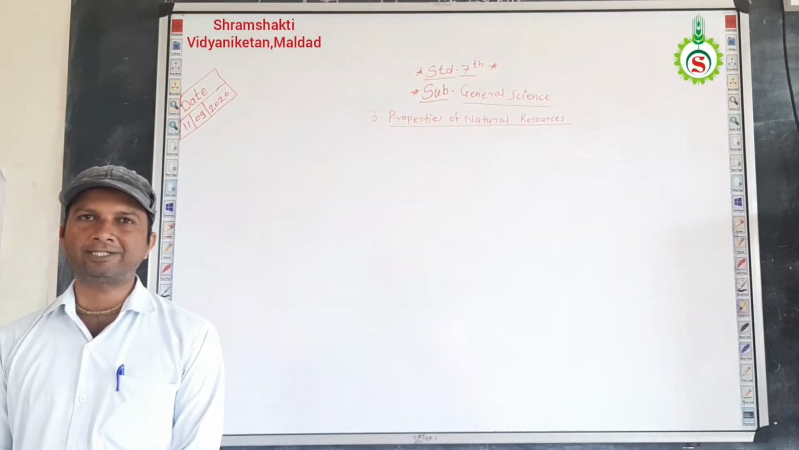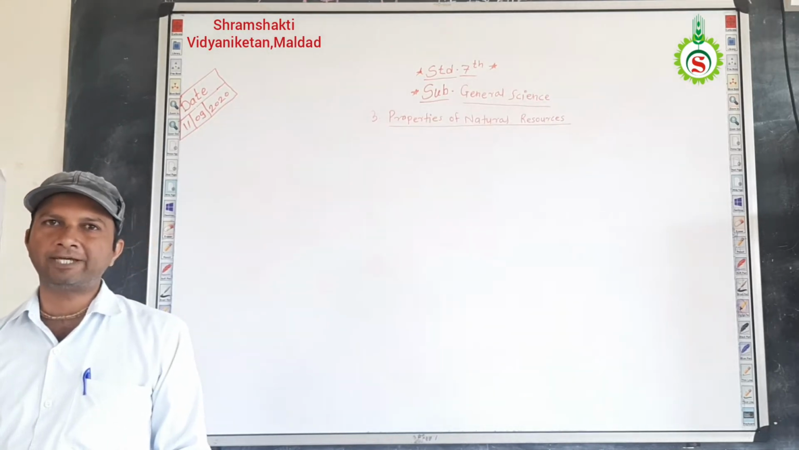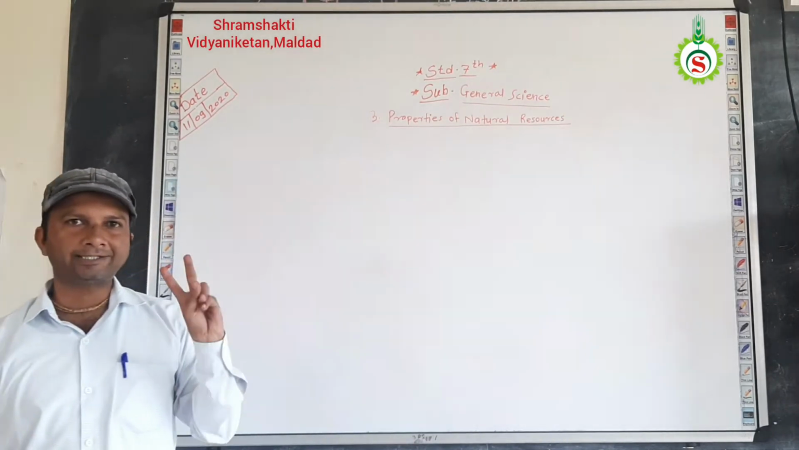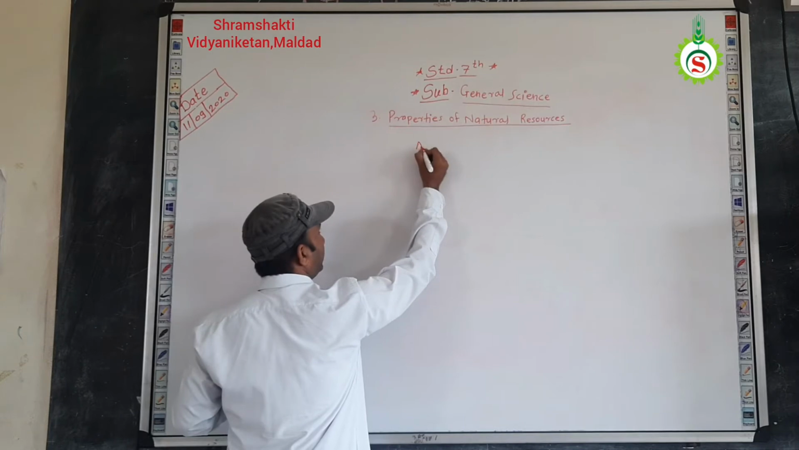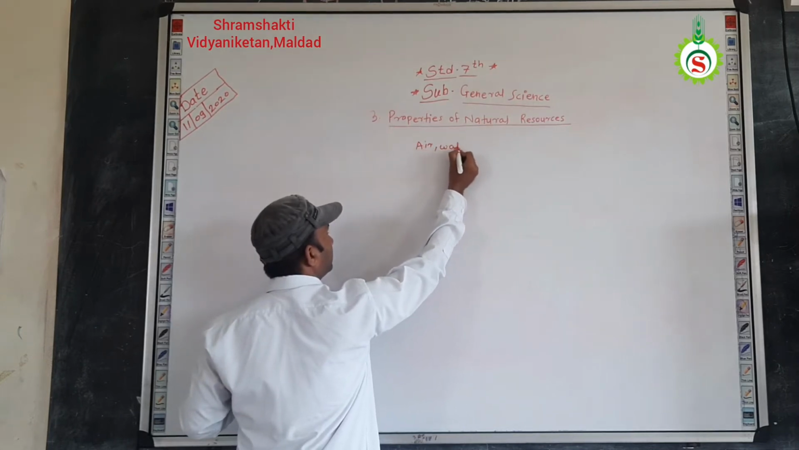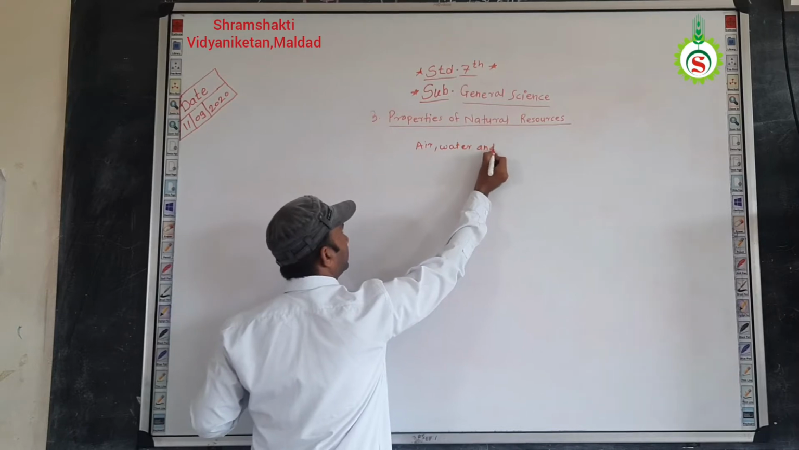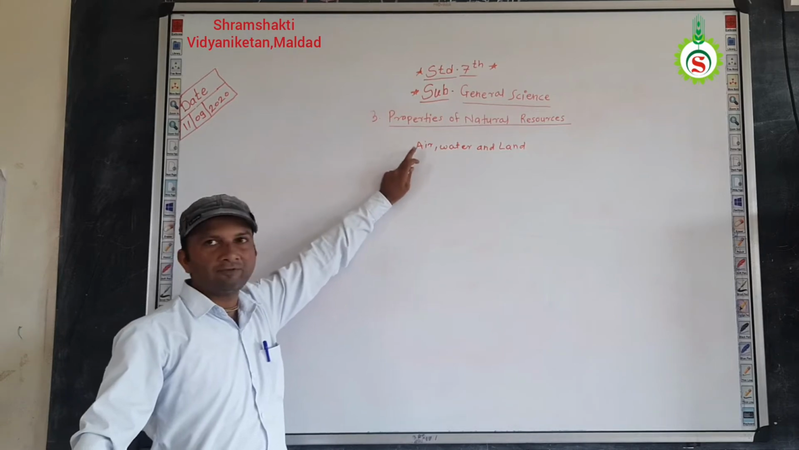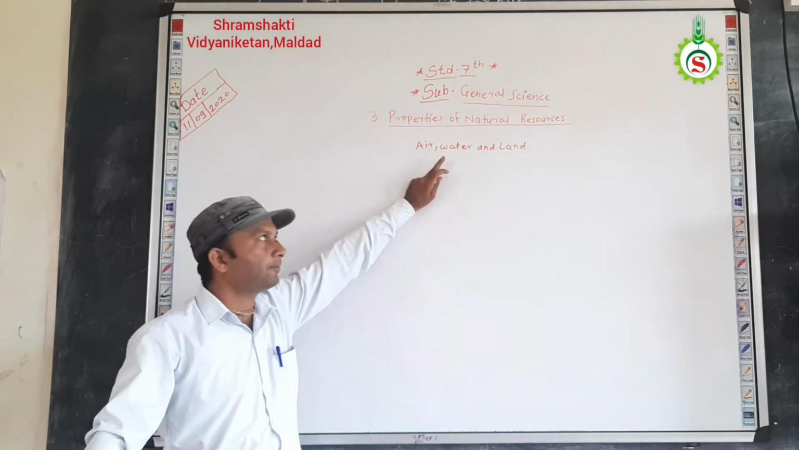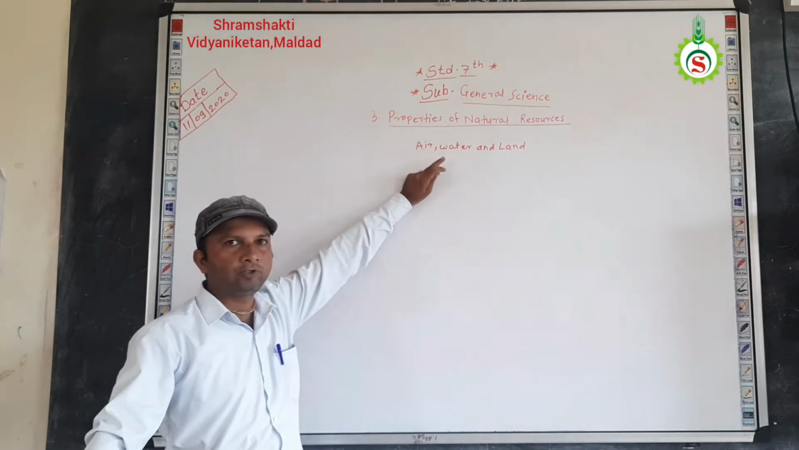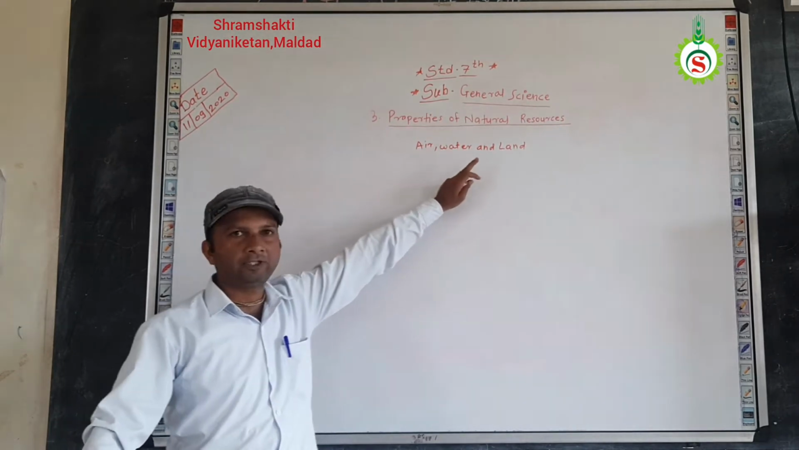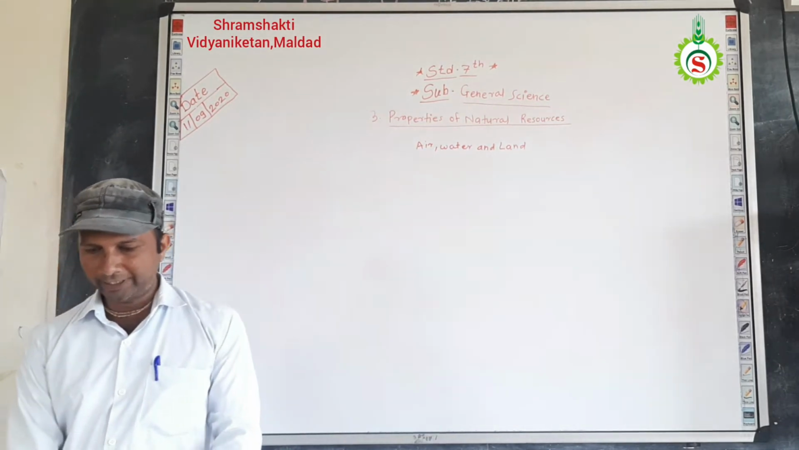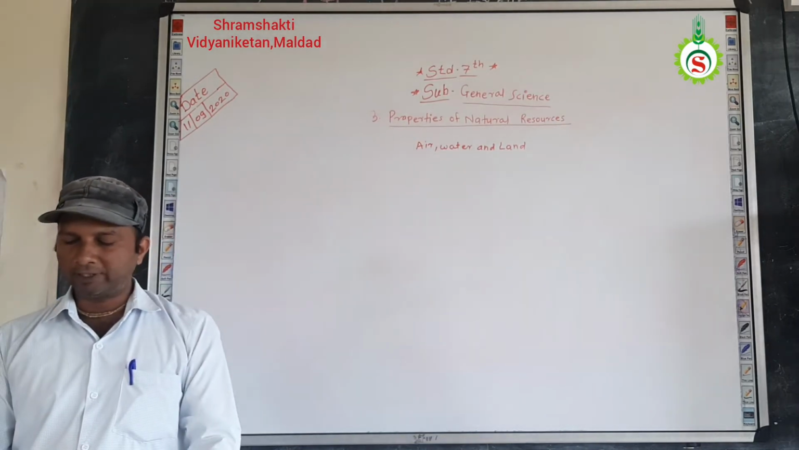During the last lecture of general science, we studied the anomalous behavior of water in the chapter on properties of natural resources. There are three natural resources, namely air, water and land. We first studied the properties of air, after that the properties of water, and in today's lecture we will learn the properties of land. But some part of the properties of water is remaining: the uses of water according to its properties.